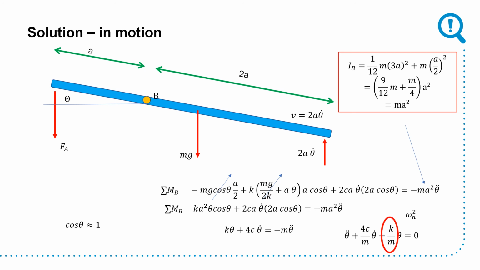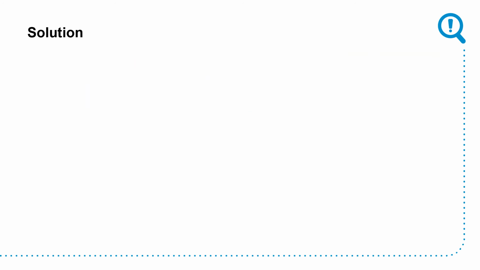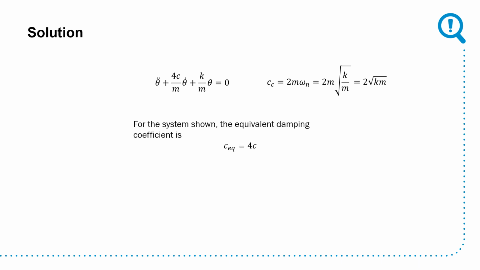And my natural frequency for the system is omega n squared, which is k over m. Same one as I'm used to, but it's not going to always be that way, so be careful. If I continue and just substitute in the terms, I have 4C over M, K over M, critical damping coefficient is going to be 2 square root Km. And for the system shown, the equivalent damping coefficient, C equivalent, is 4C.